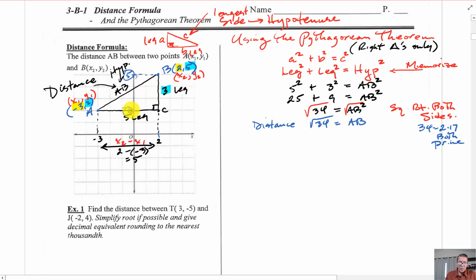Well, do you take 2 minus 5 or 5 minus 2? And so it's obvious, hopefully, that you take the big minus small, so 5 minus 2. Because if you take 2 minus 5, you get -3, and distance can't be negative.